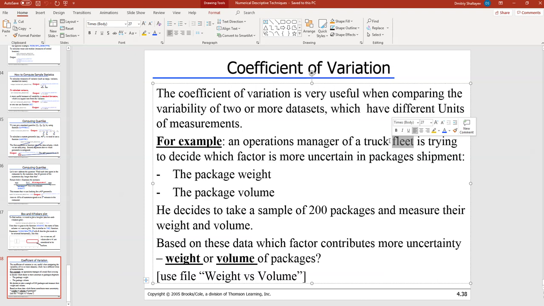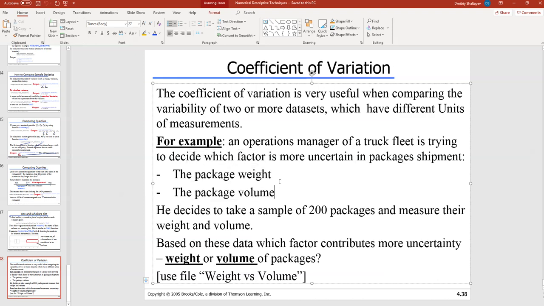When we say uncertain, that means it's actually dealing with variability. Uncertainty in statistics is another term for variability, simple as that. The more variability you have in the data, the more uncertainty you have in the data. So, in other words, this question really boils down to which is more variable, the package weight or the package volume. In other words, how big is the package, how bulky it is, versus how heavy it is.